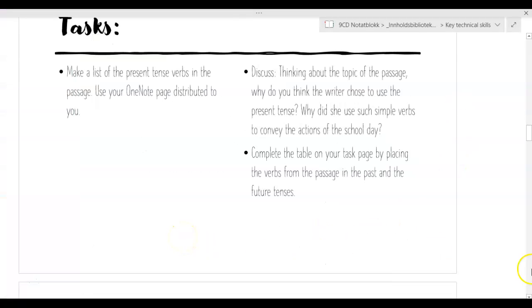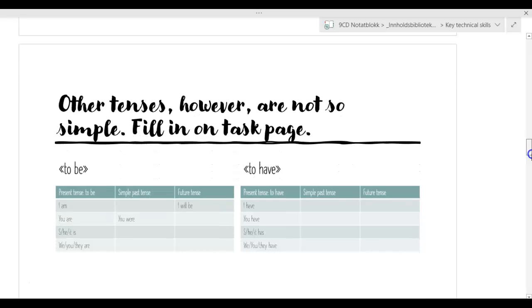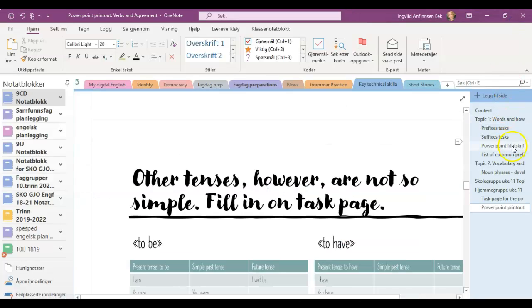Okay, going back to the video, going back to the PowerPoint, let's have a look at the next topic. So other tenses, however, are not so simple. You're going to fill this in on your task page as well. So you see we have two tables here, to be and to have. Like I am, I will be, you already see I've put in some here. Let's go to the task page and find it.